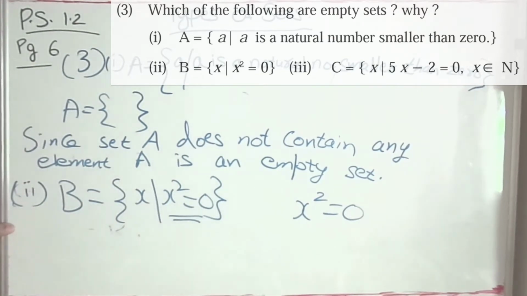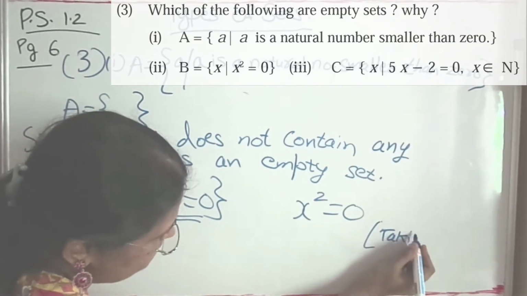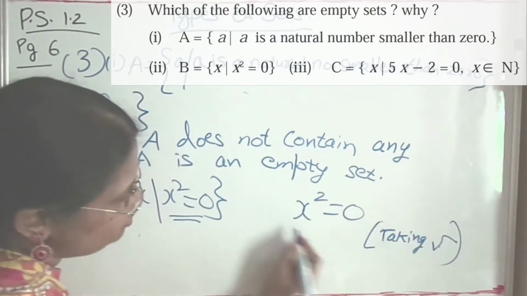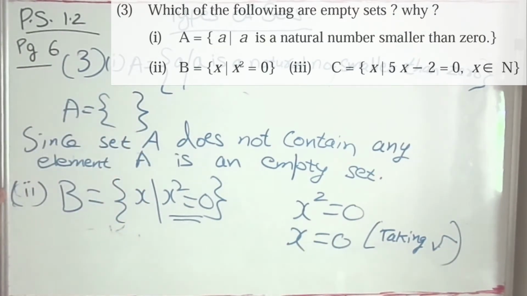x square, how to remove that square? Taking square root on both sides. So when you take the square root of x square, it becomes x, and the square root of 0 is 0. So your x is 0. So your B contains 0.